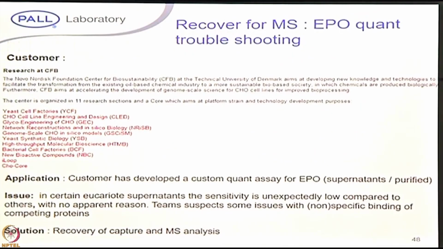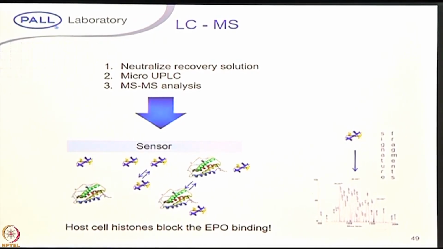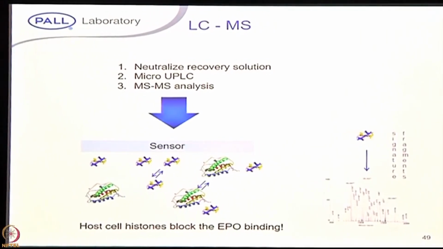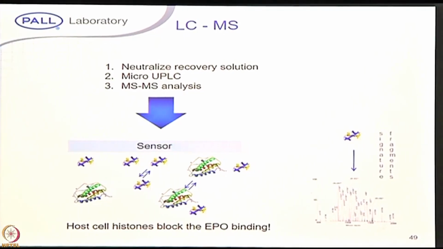One more example is an industrial work. Novo Nordisk was expressing erythropoietin, and when they were doing the quantitation, they were getting a very low concentration. They wondered what was happening. So they identified some host cell histones blocking the EPO binding. They eluted those mixtures and performed mass spec, and identified that the protein of interest was binding and blocking the binding of the EPO.